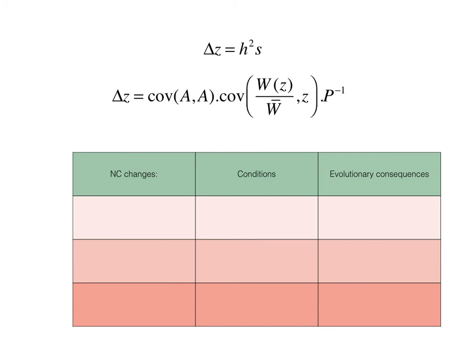Okay, and then we're going to fill in this table. This table is going to tell us what part of this Breeder's equation the niche construction that's happening is changing.